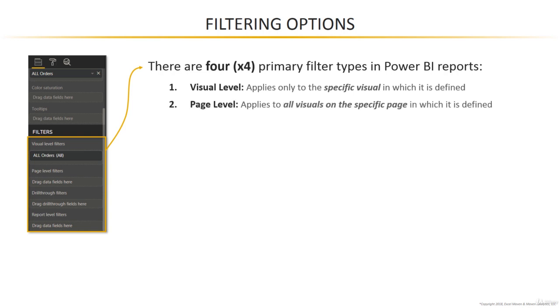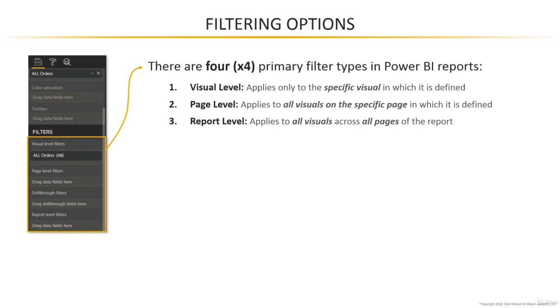Next up, you have page level filters, and any filters applied at the page level will impact any visuals on that specific page or tab of the report. So they're broader than visual level filters, but more narrow than the third type, which is a report level filter. Report level filters are the broadest of all. They apply to all visuals across all pages of the report. So this is where you'd use a blanket filter that you want to just apply universally.